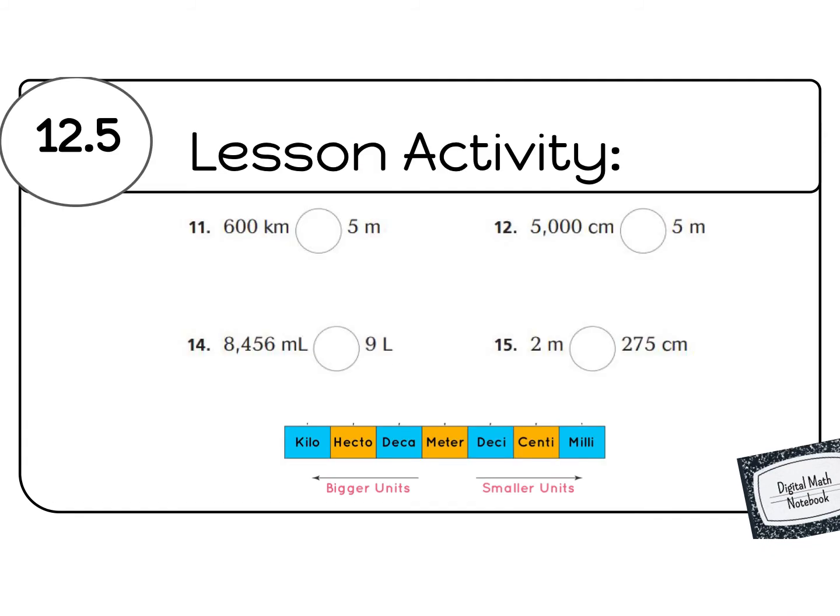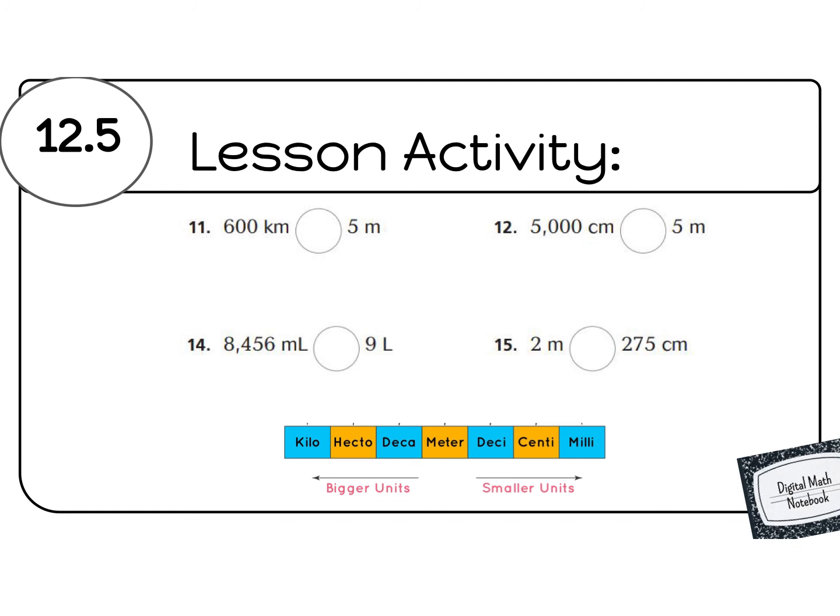All right, friends, in the first part of this lesson, we converted. Remember that our other job is to compare. So in these problems, we're going to compare with our alligator symbols. In order to compare, we still need to convert. We want to find the big thing so that we can multiply. So let's look at question number 11.